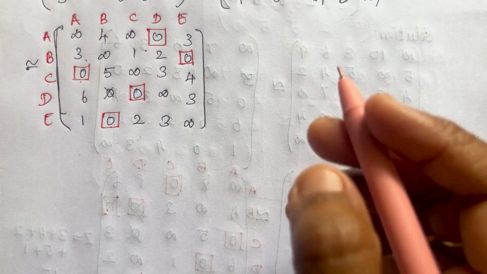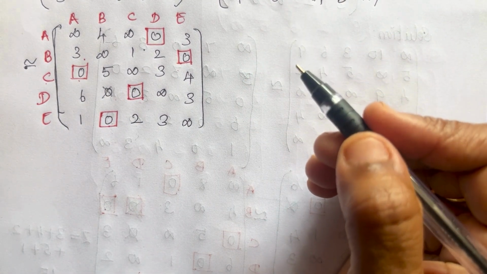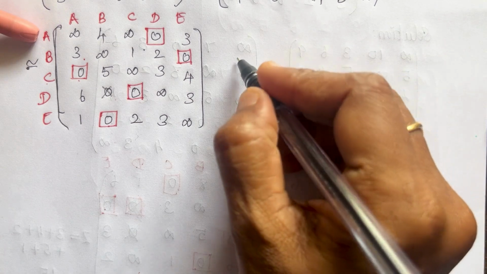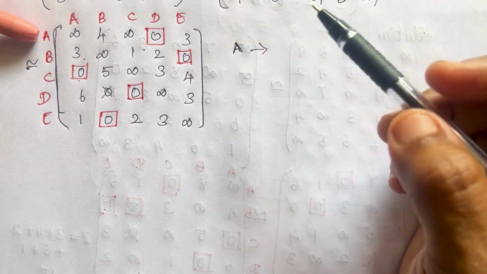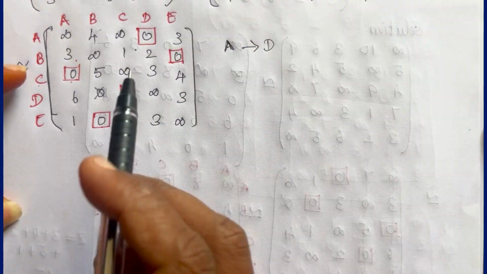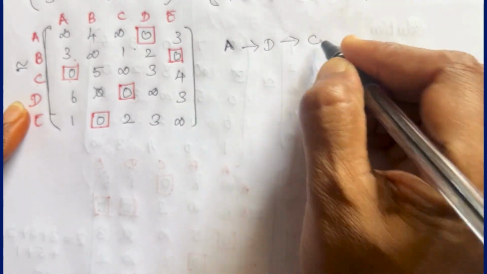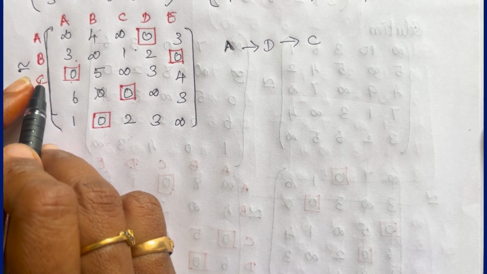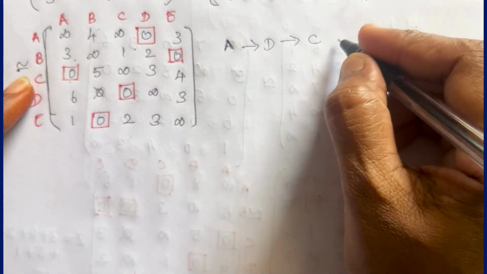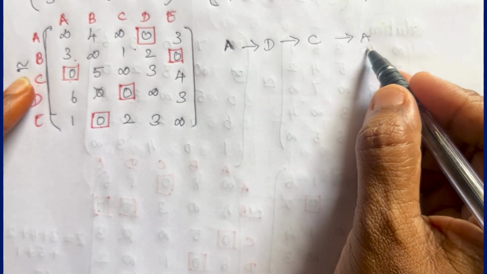Okay, now here too we are going to write a tour. So let us start from A, right? From A to D, from D to C, and then C. So it ended with C. Now we need to start with C. So C to A. The tour ends.